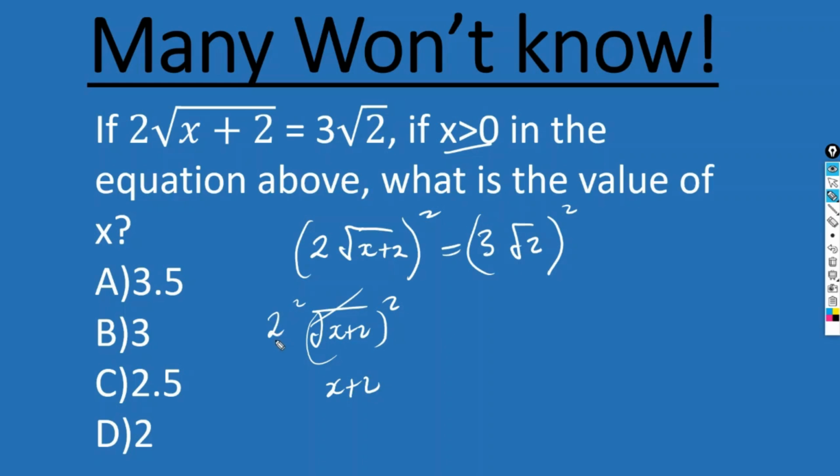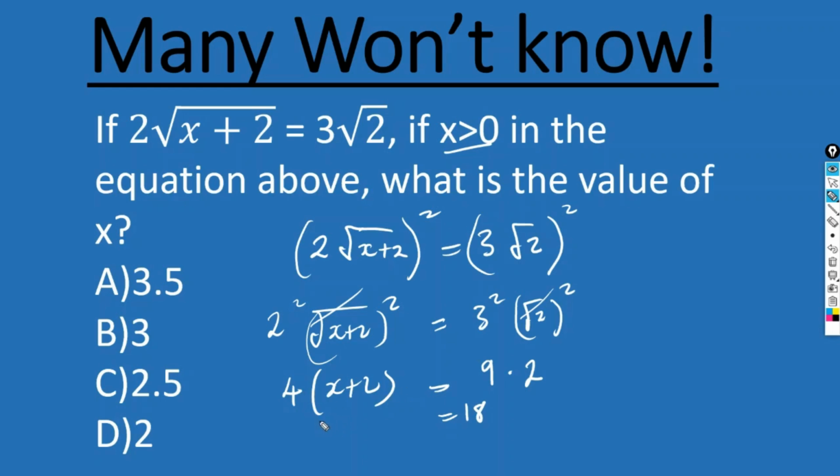And this one, we square 2 squared, which gives us what? 4. So you have 4 multiplying x plus 2 equal to the same thing. When we do this, it will be 3 squared, then this 2 squared. And remember, when we square a square root, the square root will be cancelled out. So you have 2 here, and what is 3 squared? 3 squared is 9, so you have 9 times 2. This will give you 18.